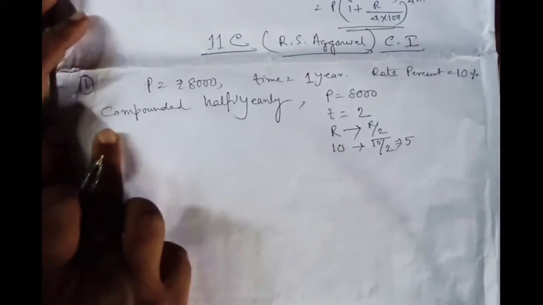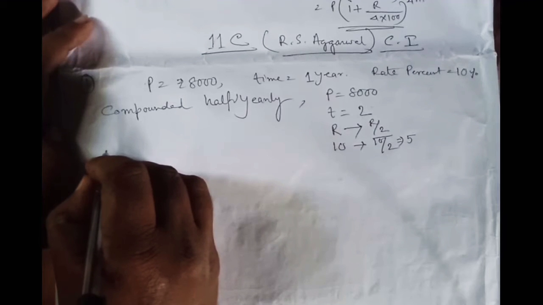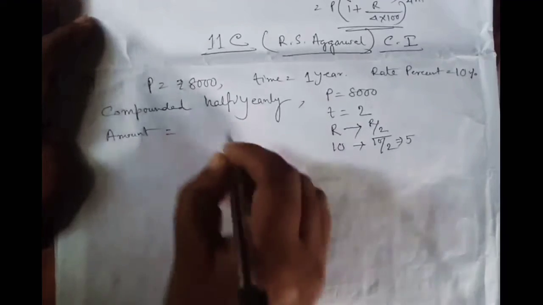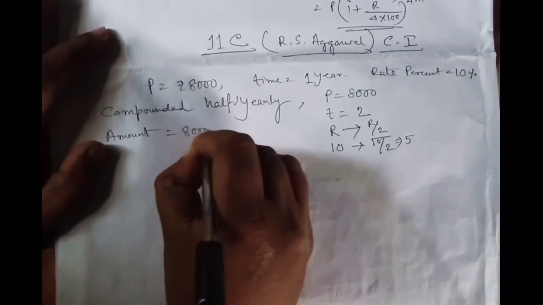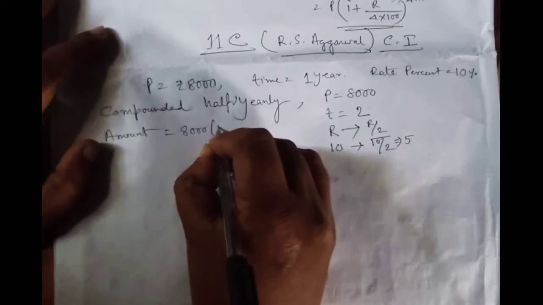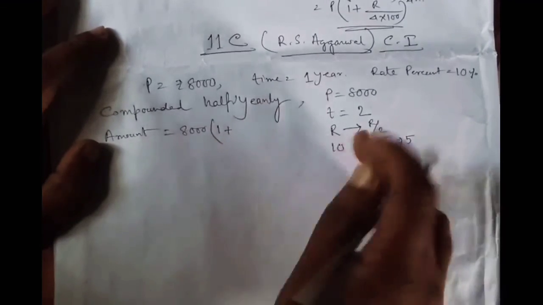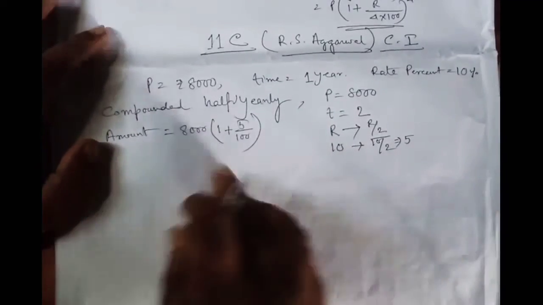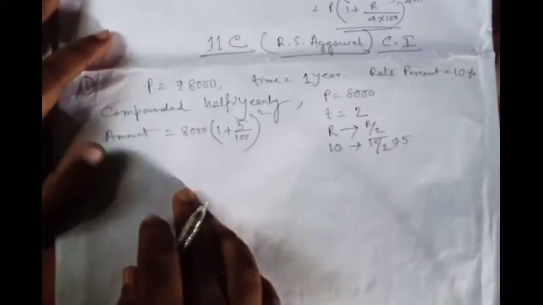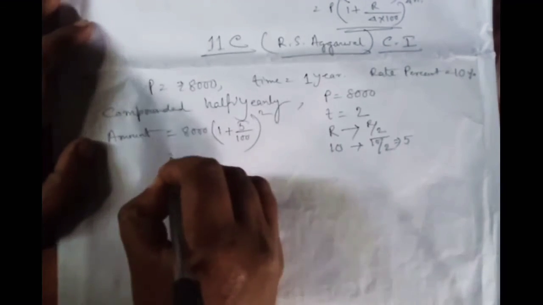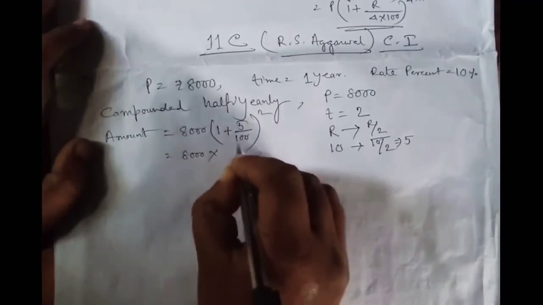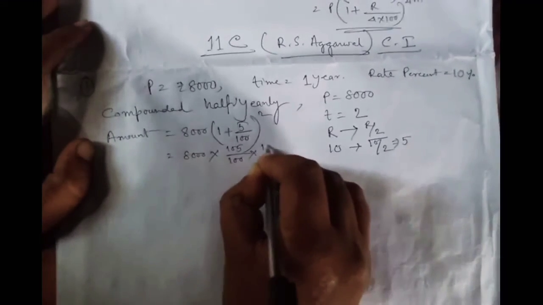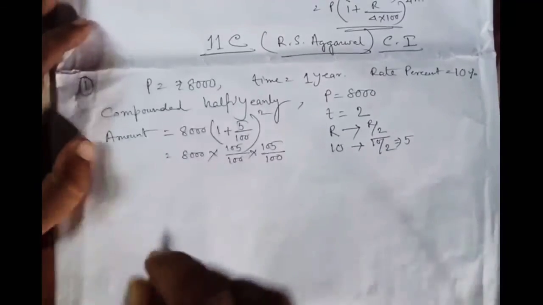Okay, now we have to find the amount. So amount is equal to P, that means 8,000, into 1 plus R by 2, that means 5 by 100, to the power 2. This we have to calculate. So here this is 8,000, next this is 105 by 100 into 105 by 100 obviously.